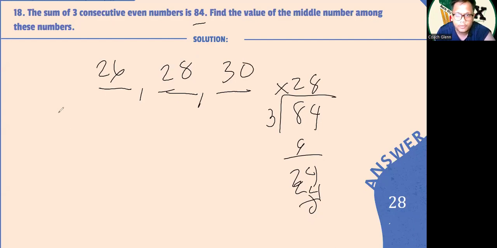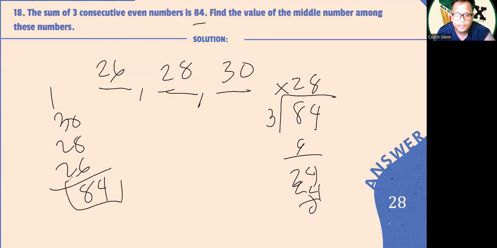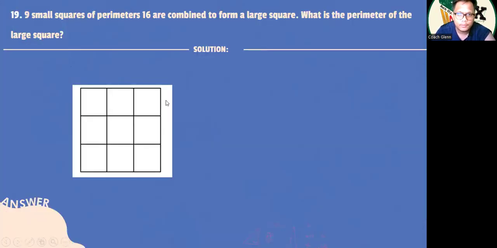Now let's check if it's really equal to 84. 8 plus 6 is 14, carry 1. 4 plus 4, that's 84. Okay, so that's correct. Okay, if there are no more questions, let's go to number 19. Geometry. So 9 small squares of perimeter 16 are combined. What is the perimeter of the large square?